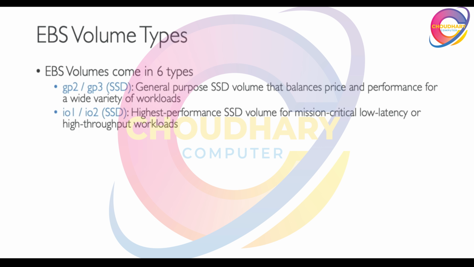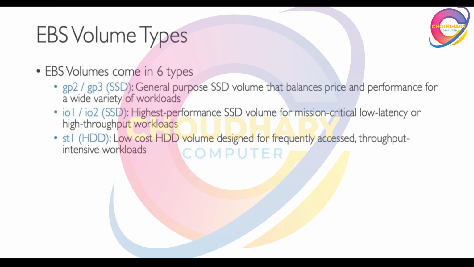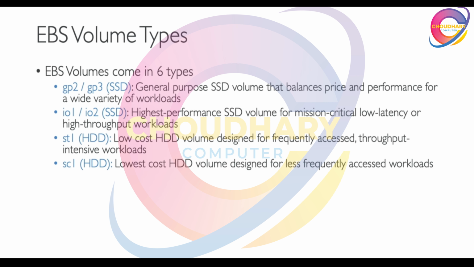Then we have IO1 and IO2. They're highest performance SSD volumes that will be used for mission critical low latency and high throughput workloads. Then we have ST1 volumes, and they're low-cost HDD volume designed for frequently accessed, throughput-intensive workloads. We have SC1 volume, which are going to be the lowest cost HDD volume, and it will be designed for less frequently accessed workloads.